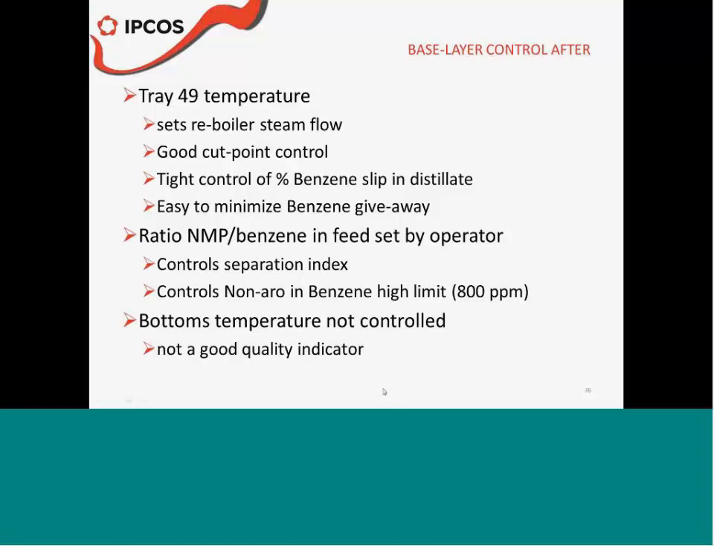And we noticed as well that the bottom temperature is not a good quality indicator. I mean, it's not showing anything useful, whereas the top temperature is much more useful in the operation. So in the new base layer control, the temperature sets the reboiler steam flow, keeps a good cut point control, and gives a tight control of the benzene slip in the distillate, which is a very important thing in this column, because it minimizes the benzene giveaway. Remember, this is the main product for this column. Afterwards, the ratio of solvent to benzene content in the feed was set by the operator. They have their own controls in place to make the changes, and keeping the non-aromatics in the benzene at the high limit.